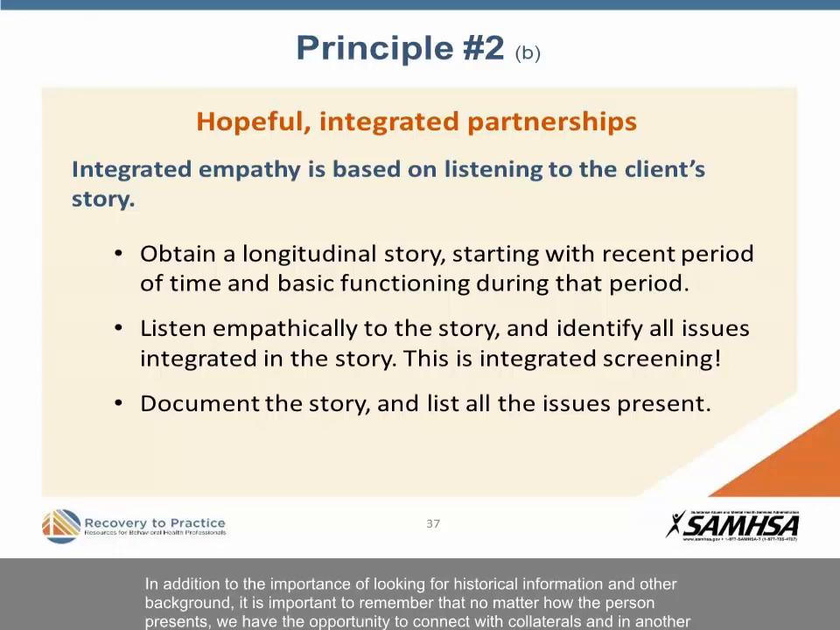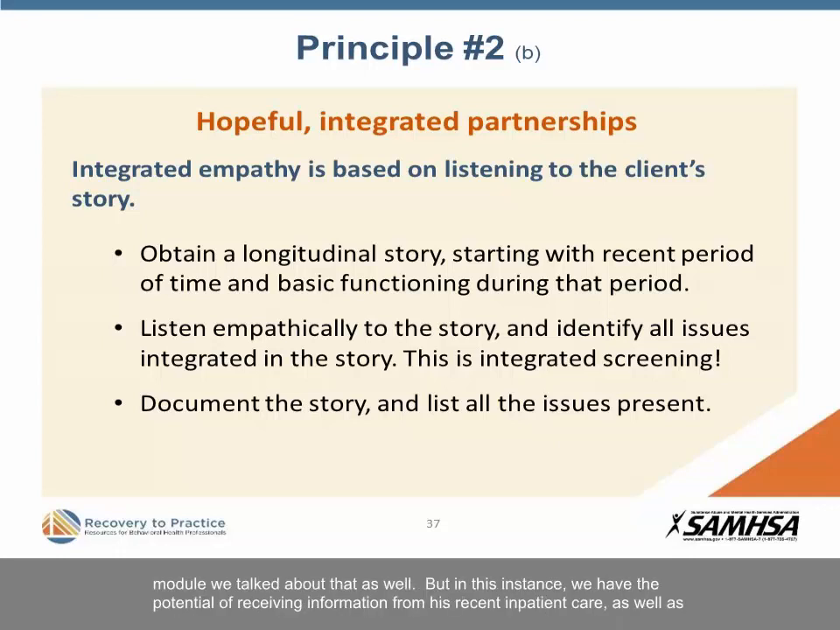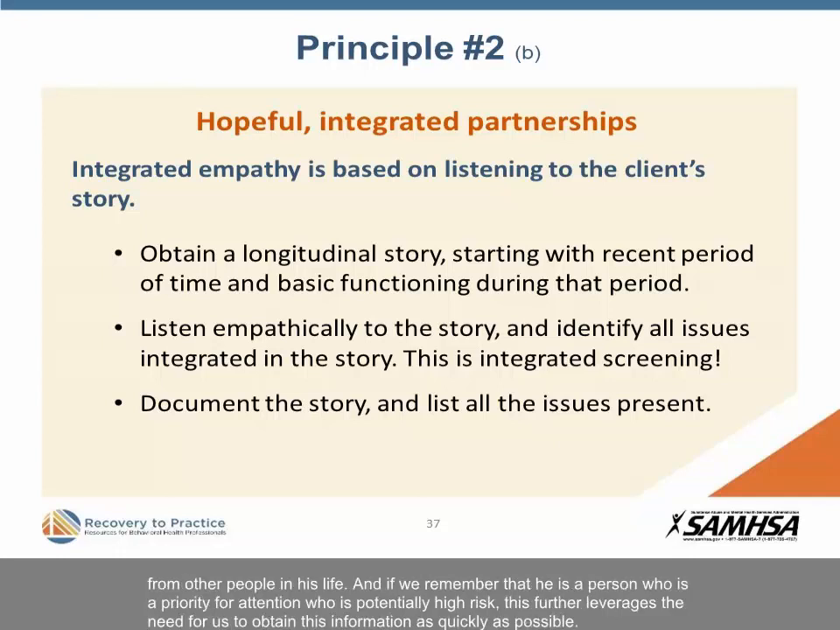In addition to the importance of looking for historical information and other background, it's important to remember that no matter how a person presents, we have the opportunity to connect with collaterals. And in another module, we talked about that as well. But in this instance, we have the potential of receiving information from his recent inpatient care, as well as from other people in his life. And if we remember that he's a person who is a priority for attention, who's potentially high risk, this further leverages the need for us to obtain this information as quickly as possible.